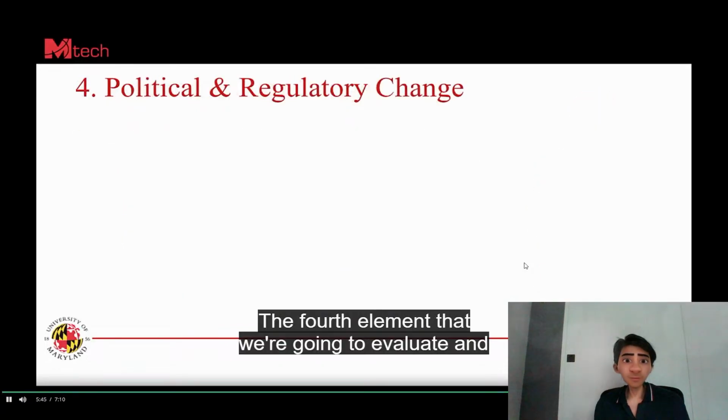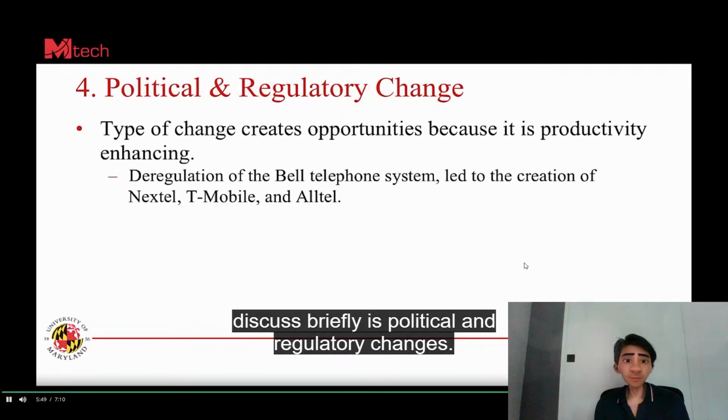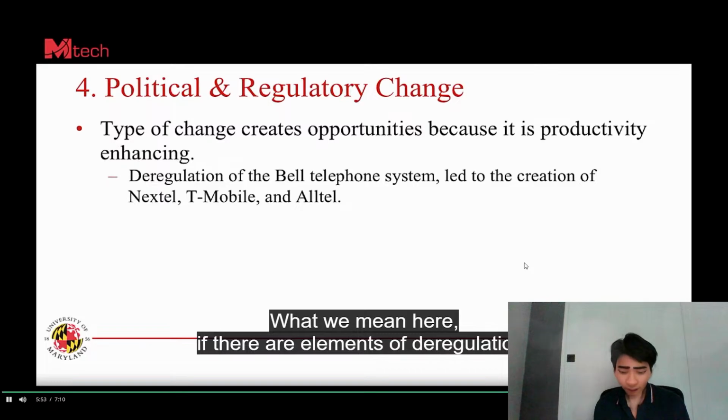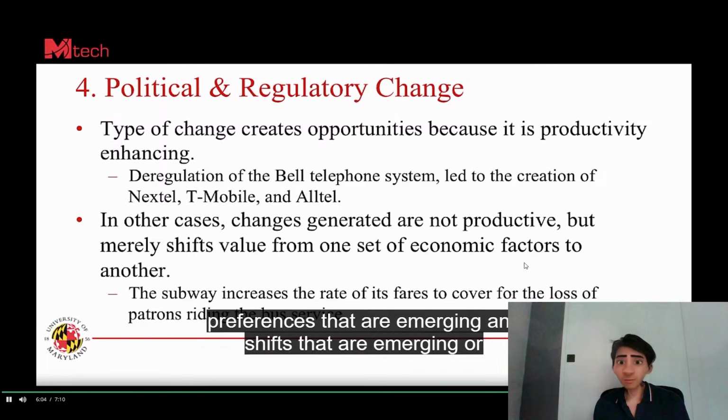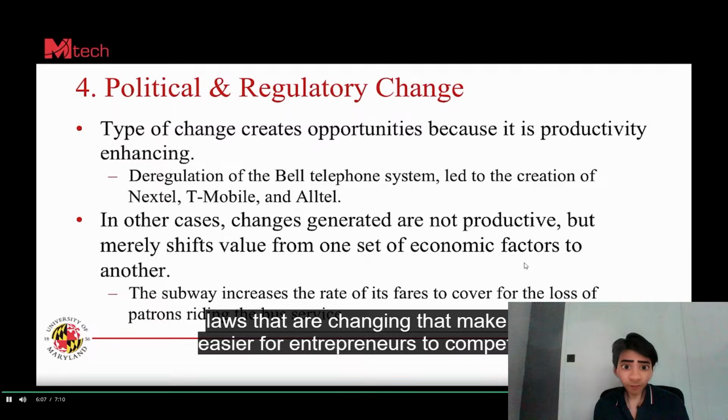The fourth level that we're going to evaluate and discuss briefly is political and regulatory changes. What we mean here is there are elements of deregulation that may open entrepreneurs opportunities. There are also different elements where there are changes that are emerging and preferences that are emerging and shifts that are emerging or laws that are changing that make it easier for entrepreneurs to compete.